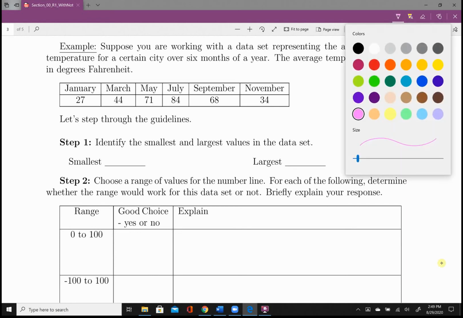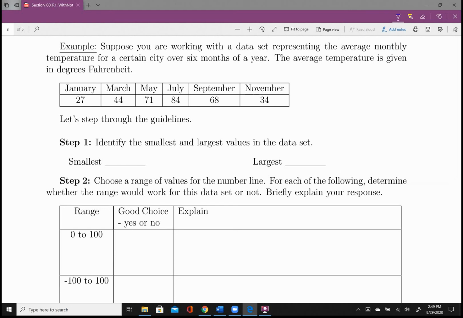So the smallest value, I'll go ahead and do in this indigo color. That's going to be what? Scanning, scanning, scanning. Oh, January, excuse me, not July. January is going to have the smallest value. It's 27. And the largest value is going to be July. Duh. Okay, because that's the hottest day of the month. Oh, sorry, I didn't read the example.